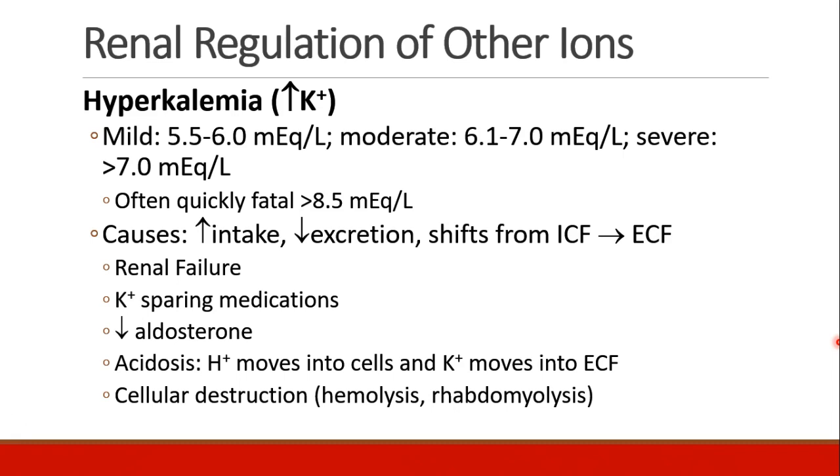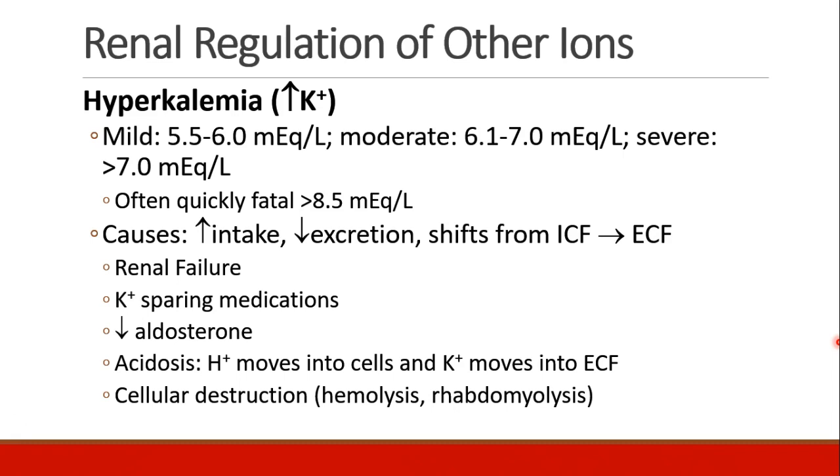So patients who have renal failure can't get rid of their potassium. Patients who take medications like potassium-sparing medications or diuretics. Any condition that leads to a decrease in aldosterone. And once again, the acidosis, which we discussed a moment ago.